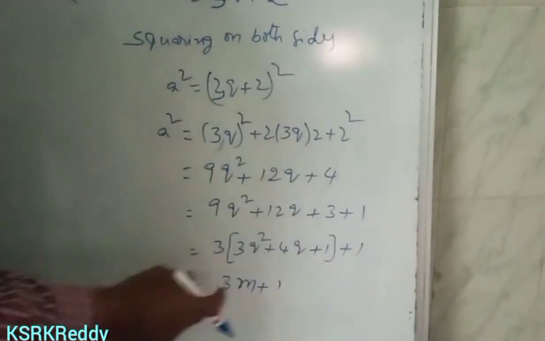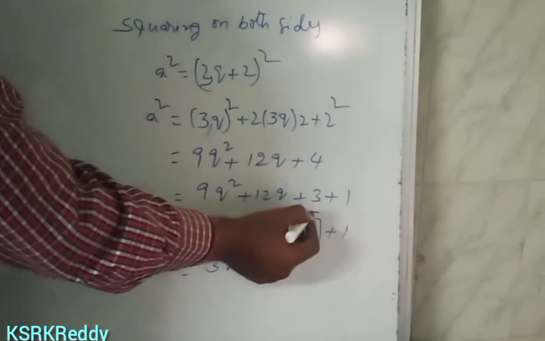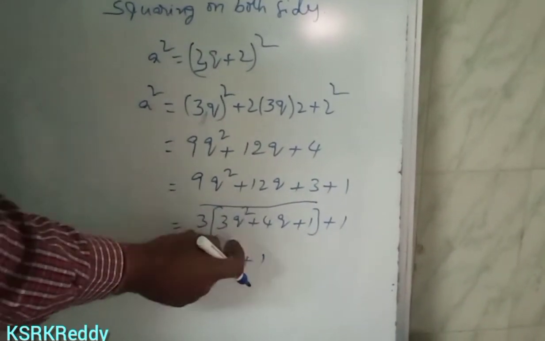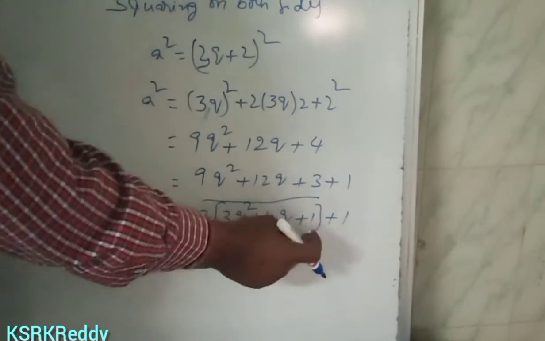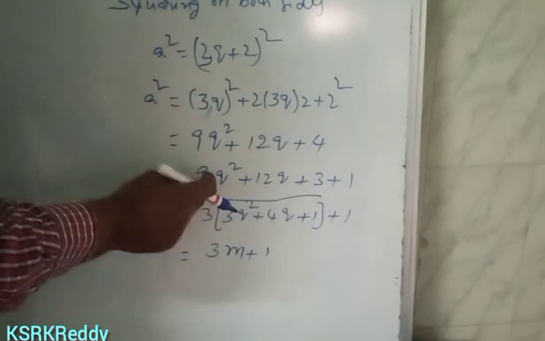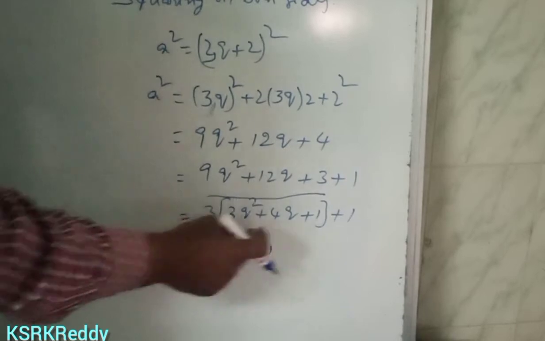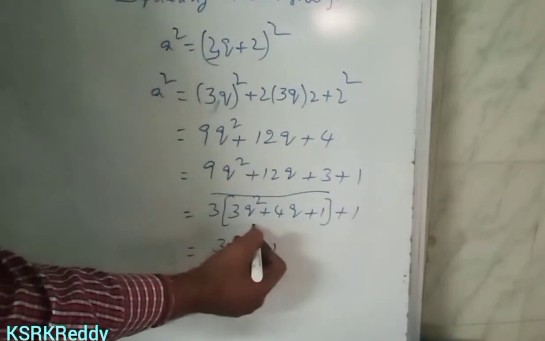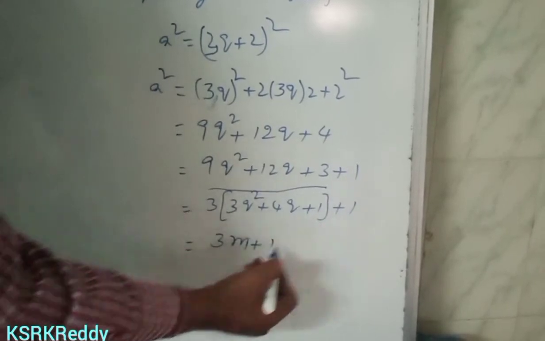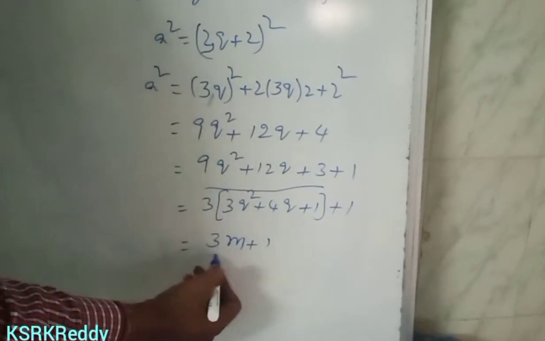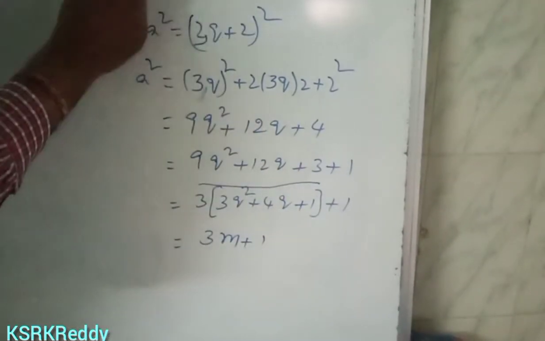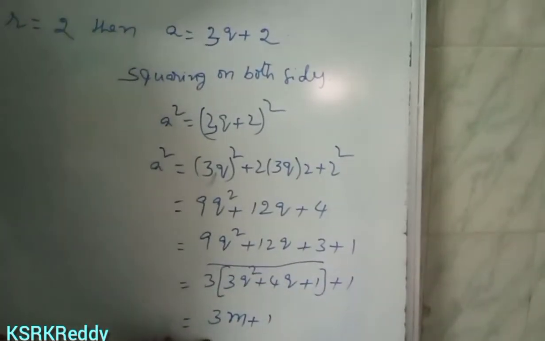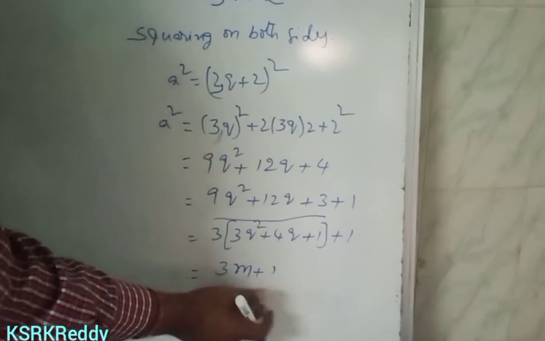So first, in these terms, what is the common value? 3. 3 into (3q square plus 4q plus 1): 3 times 3 is 9q square, 3 times 4 is 12q, 3 times 1 is 3. So here this value, 3q square plus 4q plus 1, we will take as m. So 3m plus 1. a is equal to 3q plus 2; squaring on both sides, that is also in the form a square is equal to 3m plus 1, that is also the same number.